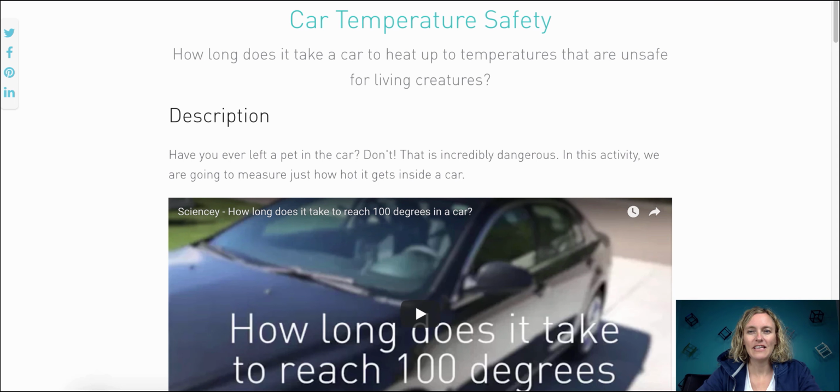Car Temperature Safety is different than any of the other experiments in this unit because it works best as a classroom demonstration. The students will collect data in a car to see how long it takes before the car reaches 100 degrees Fahrenheit.